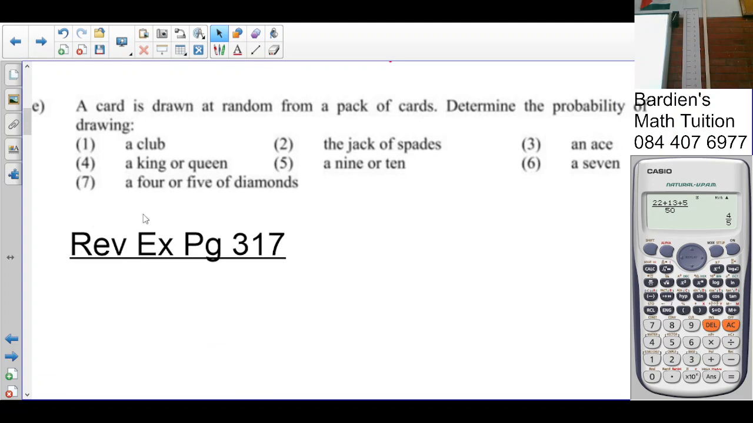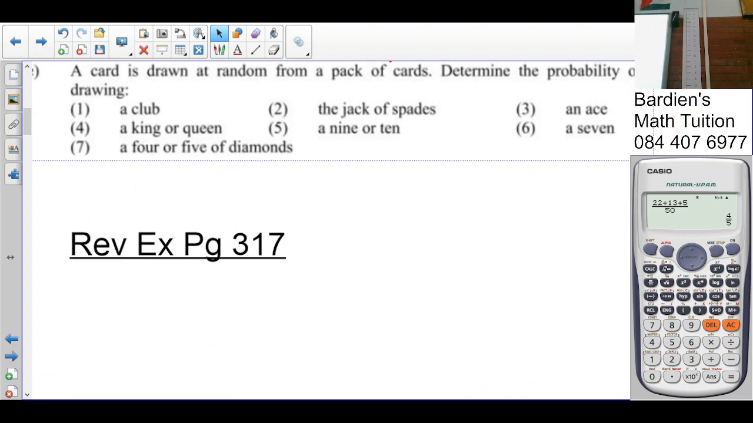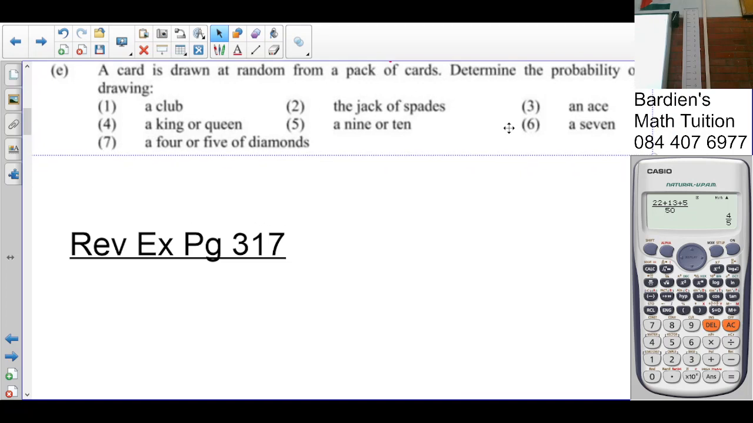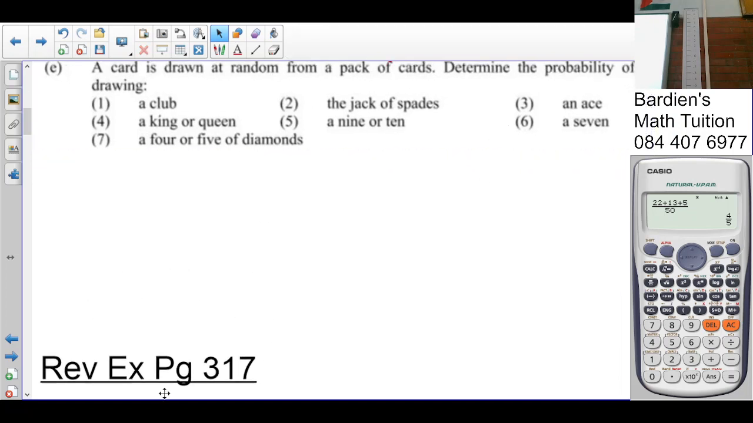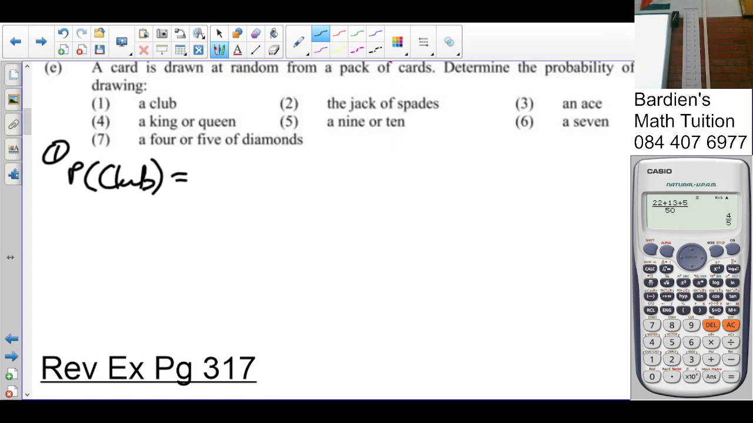Let's look at E. A card is drawn at random from a pack of cards. Determine the probability of drawing a club. Now remember, in a pack of cards, how many cards are there? 52. We spoke about this extensively. So there's 52 cards in a pack of cards. Determine the probability of drawing a club. So how many clubs are there? 13 out of 52, which is a quarter.